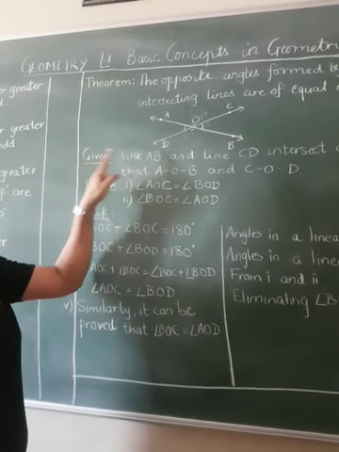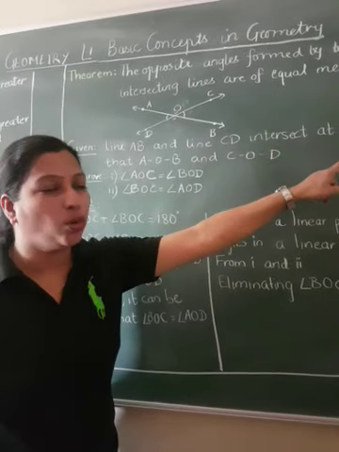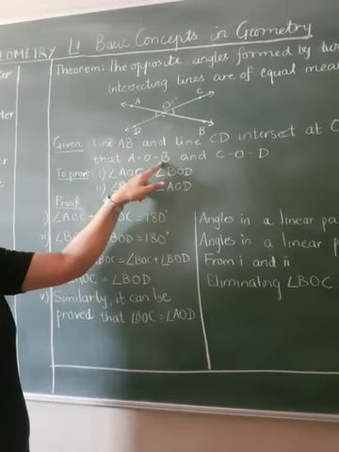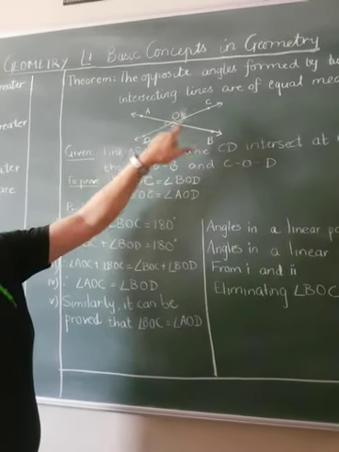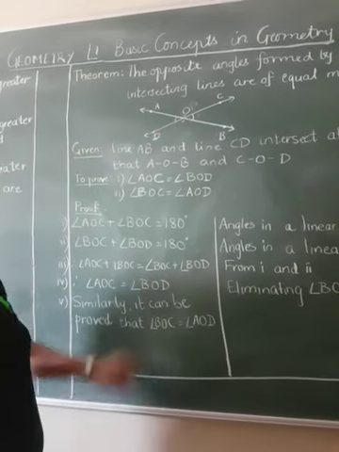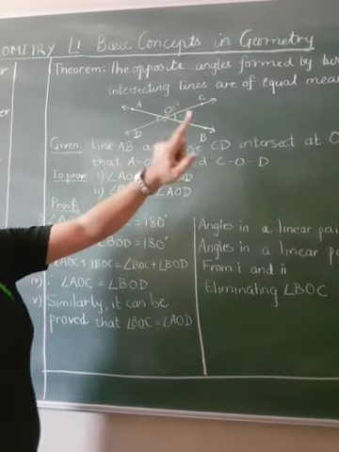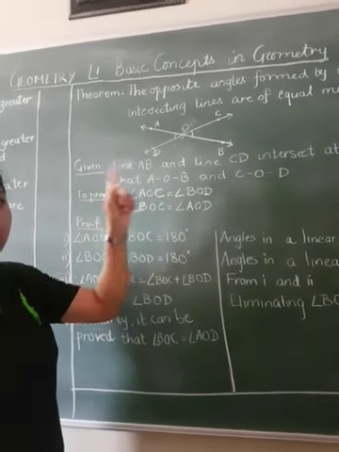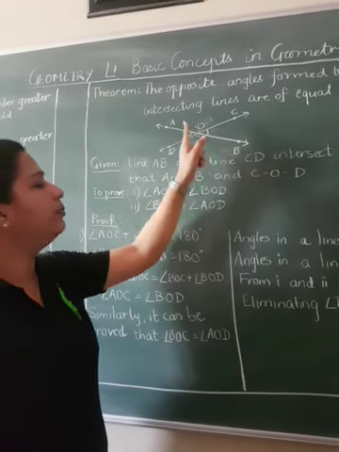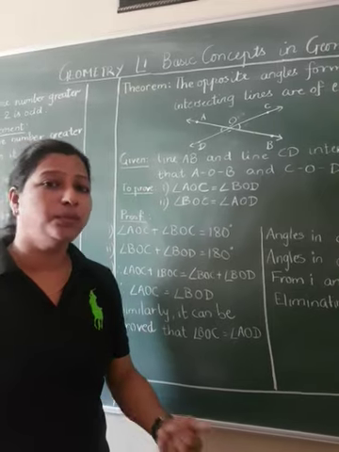So what is given? Line AB and line CD intersect at O such that O is between A and B, and O is also between C and D. You have to prove angle AOC is equal to angle BOD and angle AOD is equal to angle BOC. Now let's start with the proof.